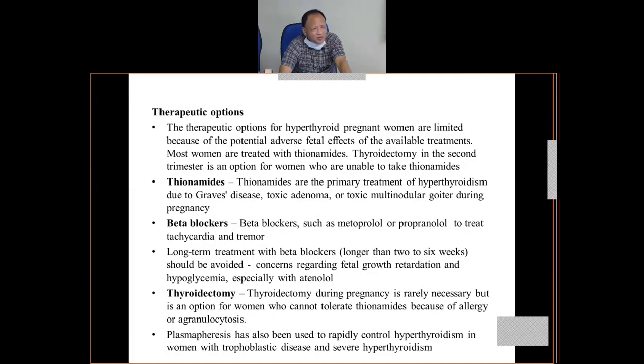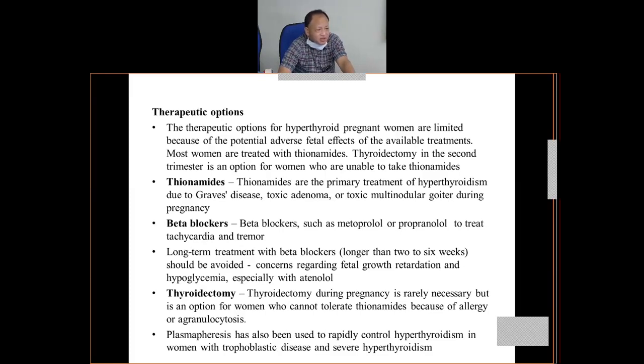What are the therapeutic options in case of pregnancy or a patient who is about to get pregnant? You have to discuss this with the patient: what treatment they want, and the response. Surgery can also be considered. However, like any other condition, surgery in pregnancy is usually done in the second trimester. The drugs usually taken into consideration for treatment in pregnancy are thionamides.